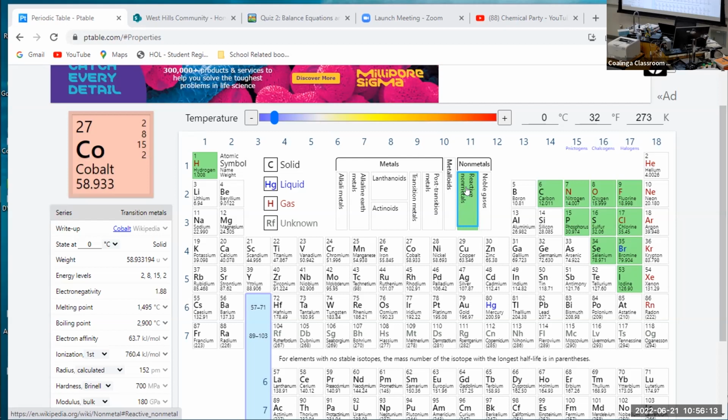Okay. Now, let me explain to you kind of what's going on in the case of water, right? So hydrogen is a non-metal. It's going to be reacting with oxygen, and they're going to be sharing electrons.